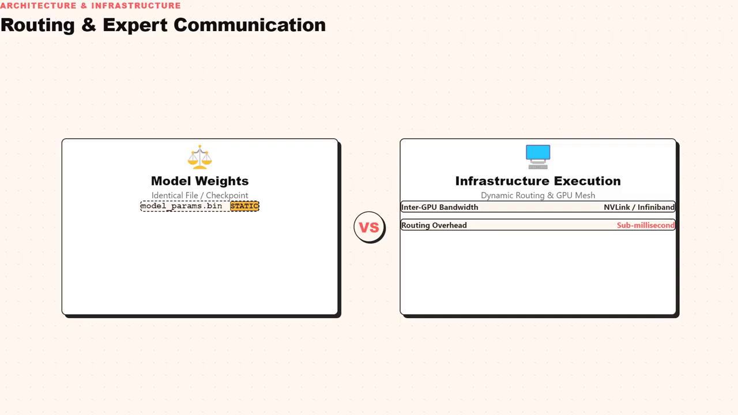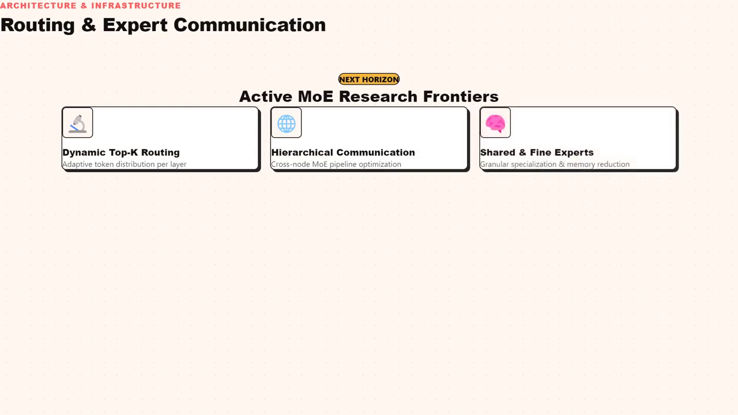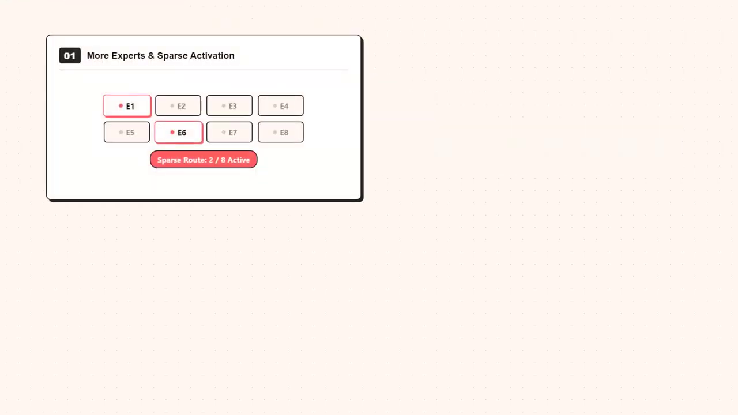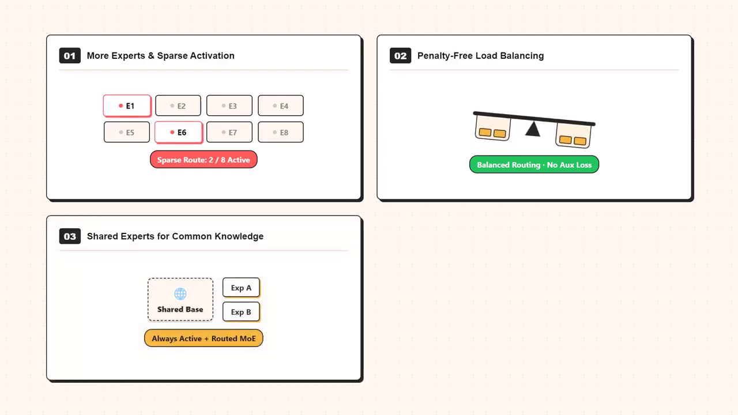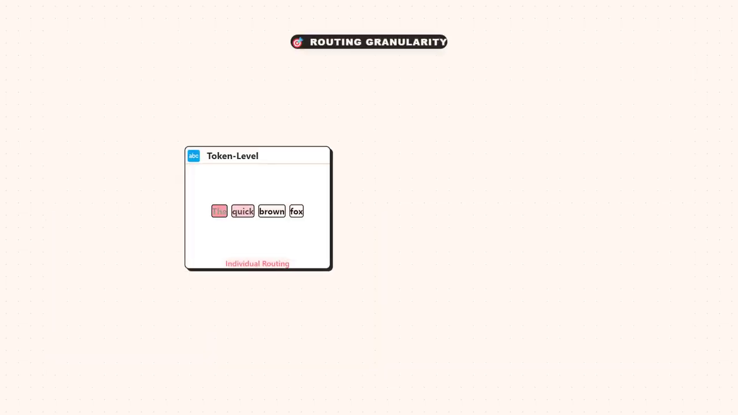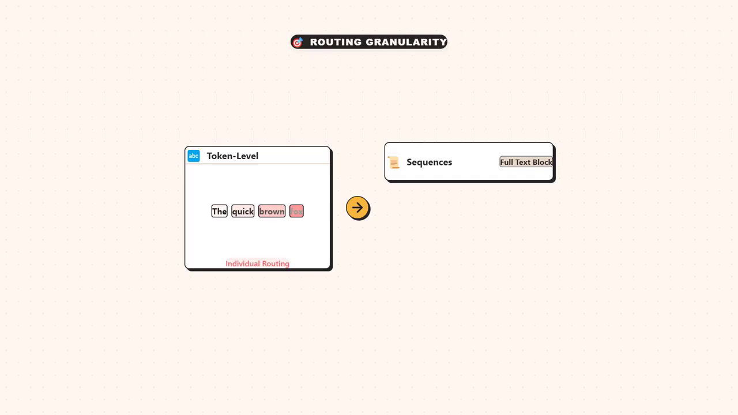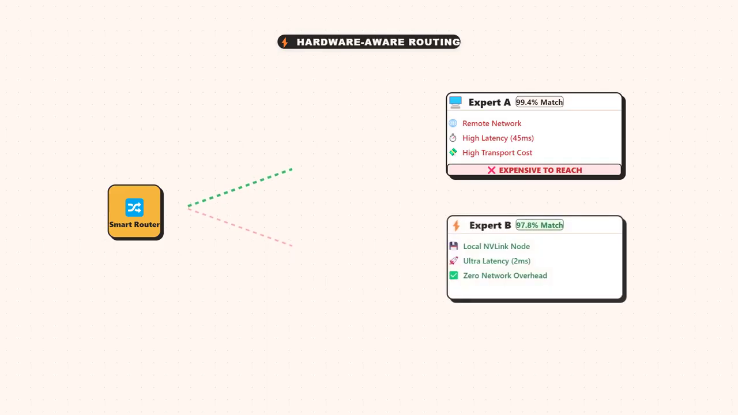Where the architecture may go next. Researchers are now working on several parts of the MoE problem at the same time. Some are increasing the number of experts while making activation even more sparse. Some are designing better load balancing systems that do not require large auxiliary penalties. Some are adding shared experts for common knowledge. Some are compressing the information sent between devices. Some are experimenting with expert choices at different levels, not only token-level routing, but routing entire sequences, tasks, or groups of tokens. Others are trying to make experts more hardware-aware.